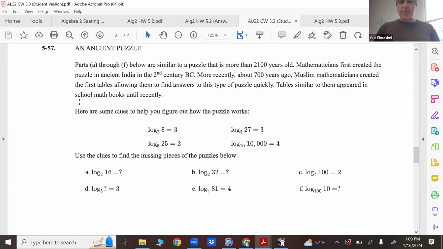So let's look at these parts here. This is what I'm going to ask you guys. Let me put a text box for each of these. 2 to what power equals 16?